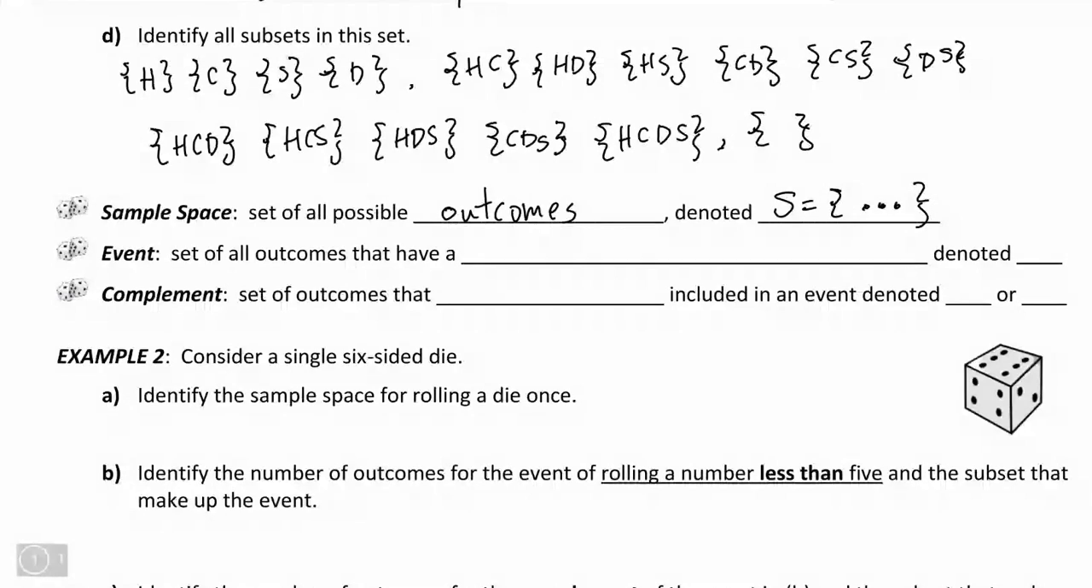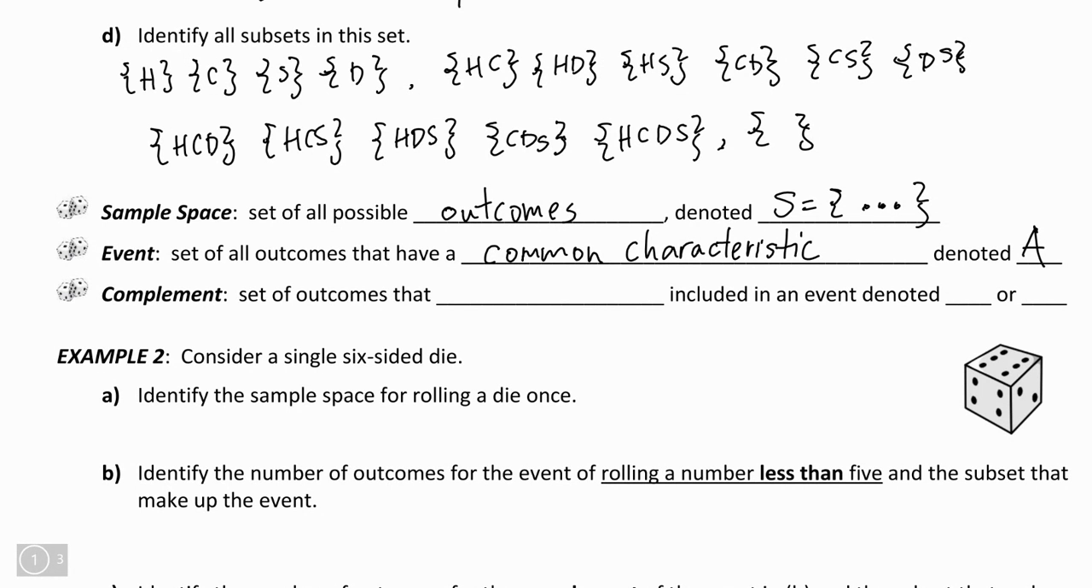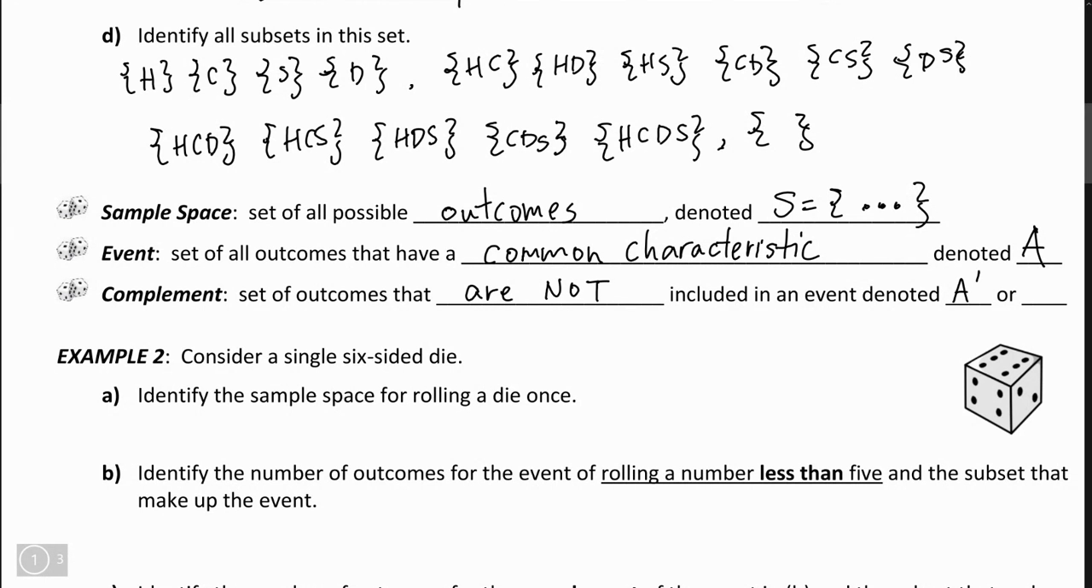The event is the set of all outcomes that have a common characteristic. This is going to be denoted A like we did before. And the complement, the set of outcomes that are not included in an event, is denoted A prime or tilde A.